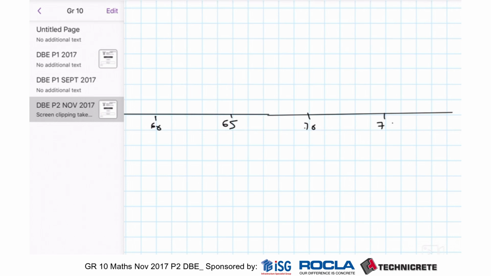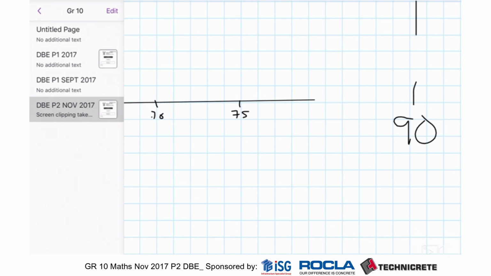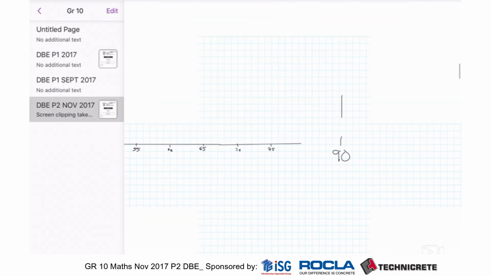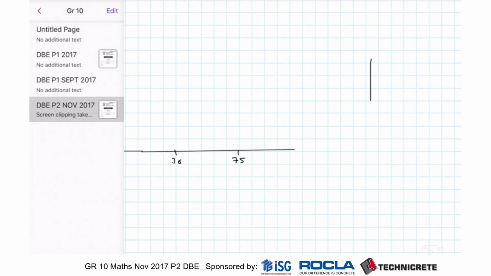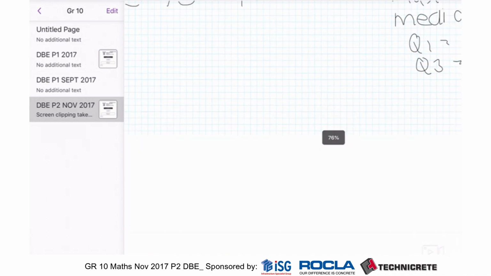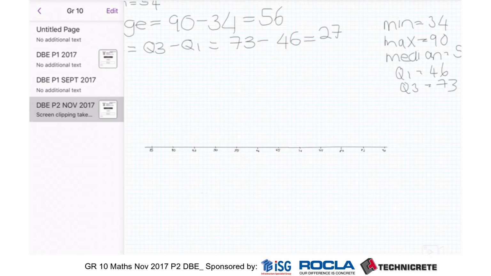While I'm doing this, I hope you're also drawing your own box and whisker. Okay, that should be sufficient. 1, 2, 3, 4, 5, 80, 1, 2, 3, 4, 5, 85, 1, 2, 3, 4, 5. We made it to 90. It's quite a long line. Obviously in your book it might look a bit smaller.